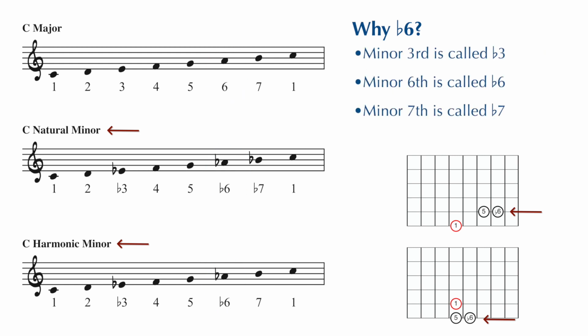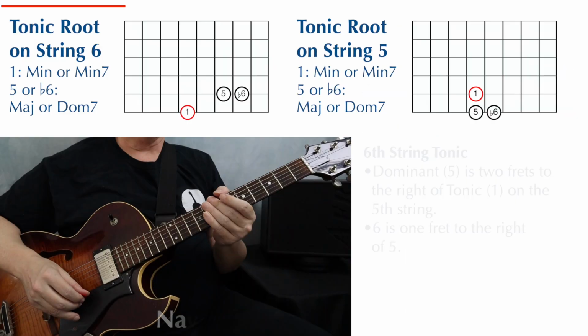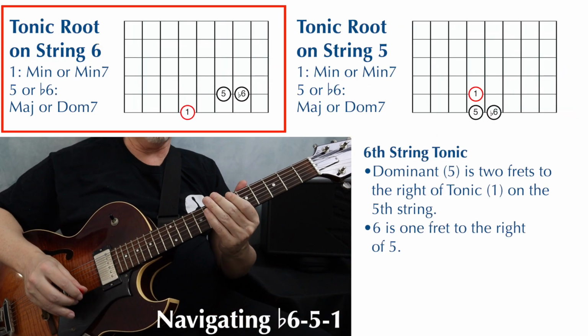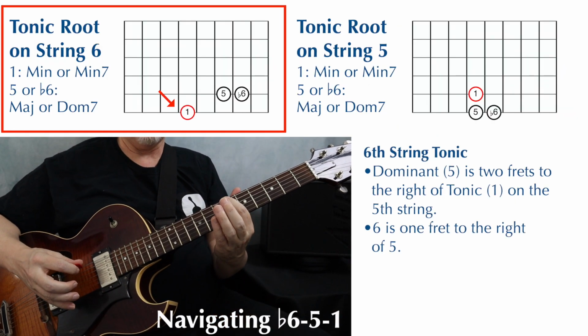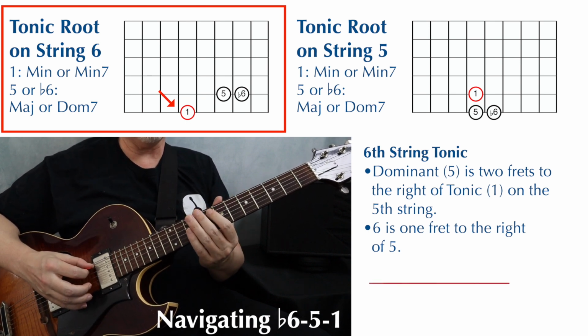So a minor 3rd is often referred to as a flat 3, a minor 6 is often referred to as a flat 6, and a minor 7 is often referred to as a flat 7. And that holds true for scale degrees as well. So the 6th scale degree in a major scale is just called 6. Because that 6th scale degree is lowered a half step in your natural and harmonic minor scales, we call it a flat 6. So if the root of your tonic, or 1 chord, is on the 6th string, the root of your 5 chord, or dominant, is going to be 2 frets to the right on the 5th string.